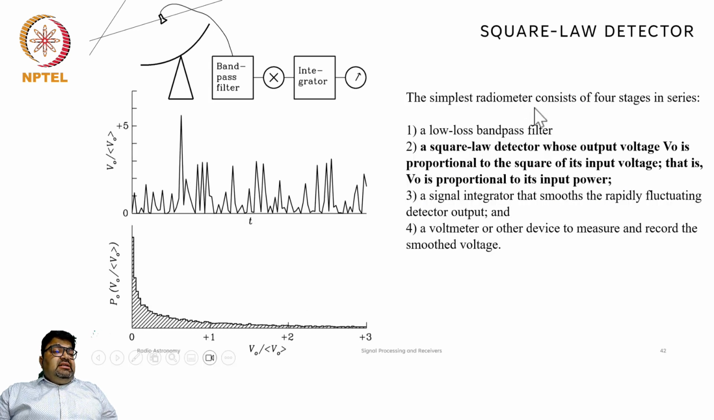A typical radiometer consists of 4 stages: a low-loss bandpass filter; a square-law detector, whose output voltage is proportional to the square of its input voltage, so it squares the input voltages; and a signal integrator that smooths the rapidly fluctuating detector component. That's the time integration part mostly. And finally a voltmeter to detect the signal.